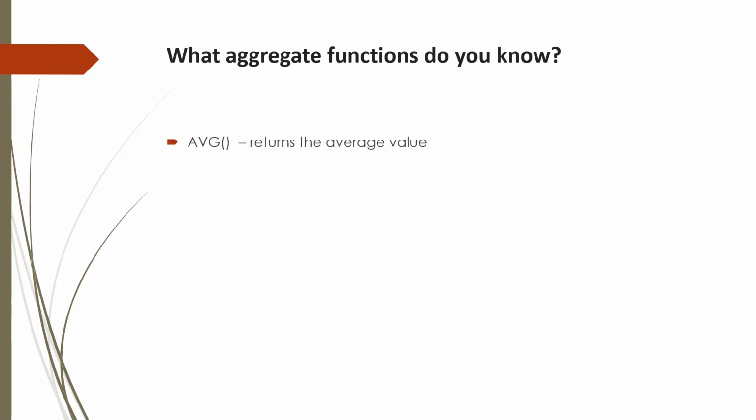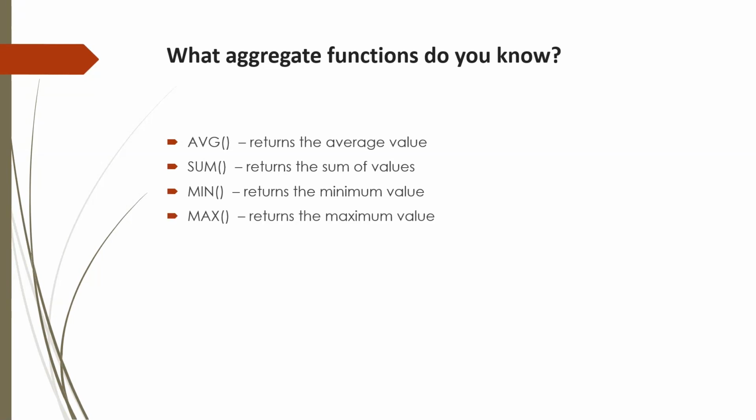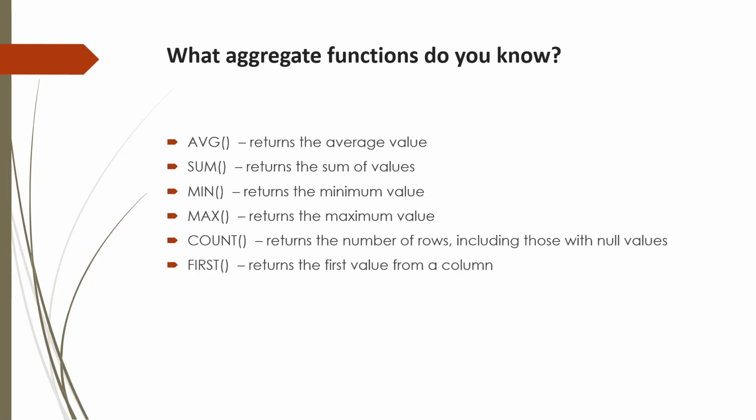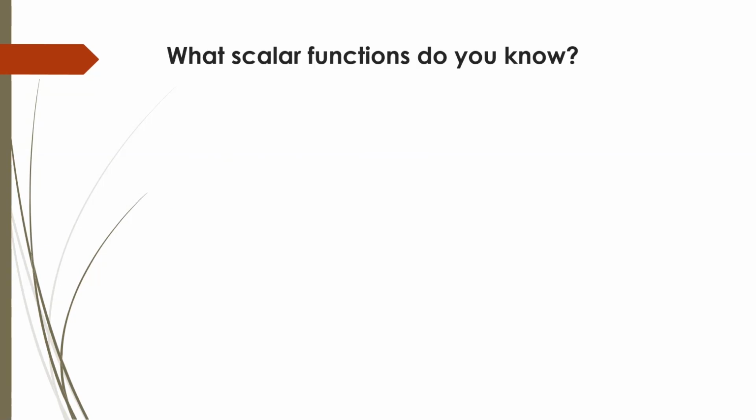Next question is, what aggregate functions do you know? So first is average. It returns the average value of that column, and then comes the sum. It returns the sum of the values, and then minimum, that returns the minimum value, and maximum, that returns the maximum value, and then count. It returns the number of rows including those with null values, and then comes first. It returns the first value of a column. Last returns the last value of a column.